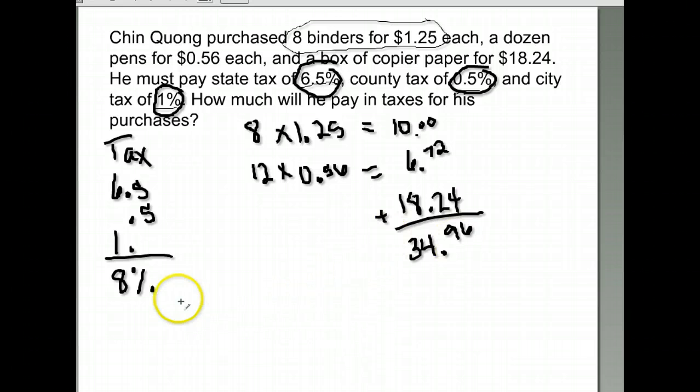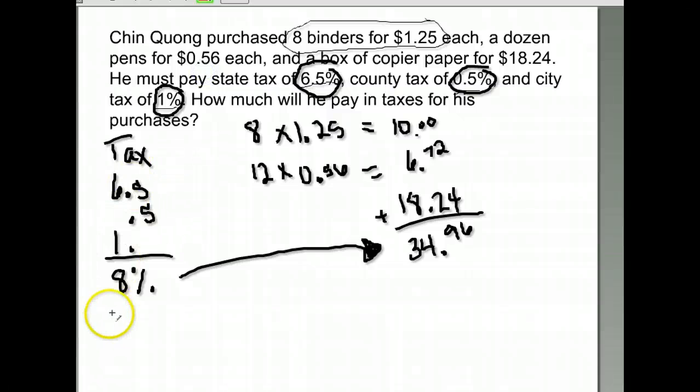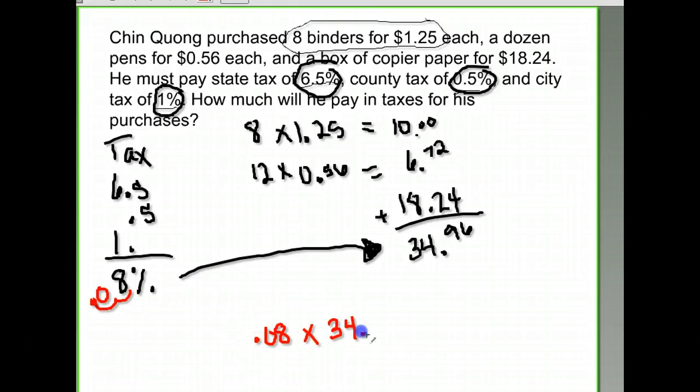And then what do we have to do to our percents before we can use them? So we know we're doing 8% of $34.96 will give us our tax. But what do we always have to do to our percents first? Yes, we have to move the decimal 2 places to the left to change it to a decimal. So we're going to take 0.08 times $34.96.